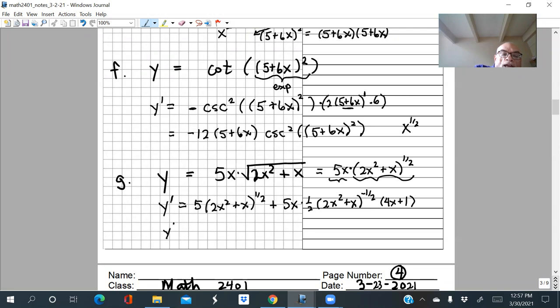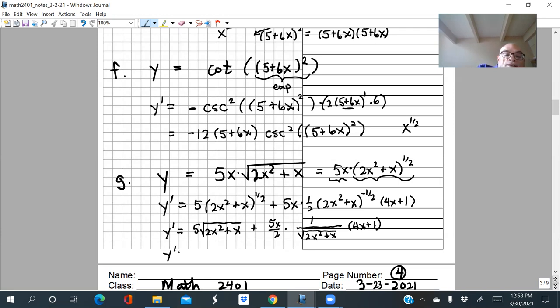If you want to, you can simplify this a little bit. The 1/2 powers, you can rewrite those as square roots. So we would have 5 times the square root of 2x squared plus x. And then this one is, remember, a minus 1/2 power, so you can pull that into the denominator. So I get, let's see, 5x times 1/2, that's 5x over 2. And then I can bring this into the denominator, so I have 1 over all of this to the 1/2 power, but that's square root. So I have 1 over the square root of 2x squared plus x. And then you still have the 4x plus 1 multiplied in there at the end.